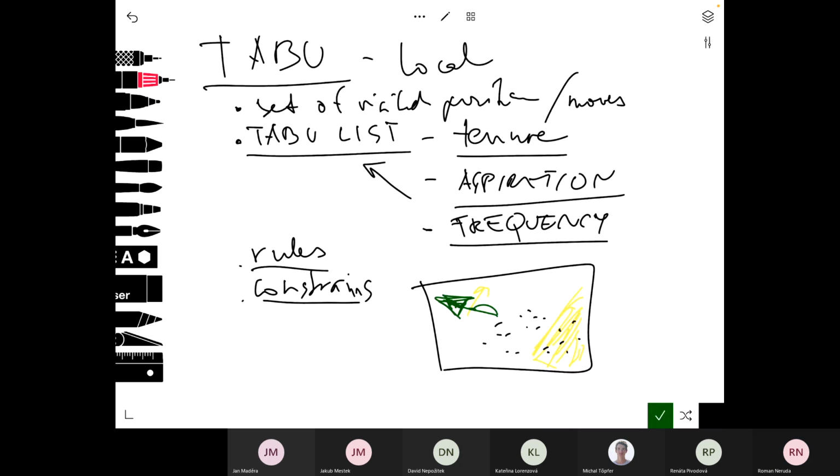When implemented well, especially for discrete domains, it is a good mechanism to avoid local optima during your local search. You can avoid cycles and repeating solutions, right? So it definitely supports exploration.